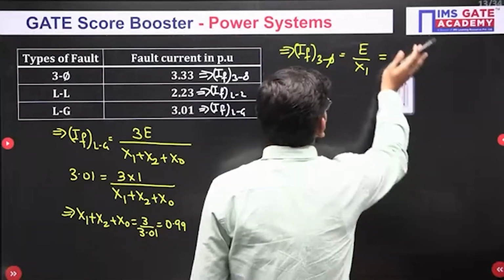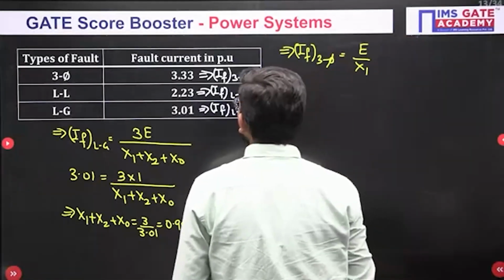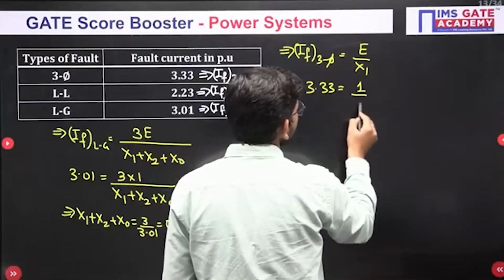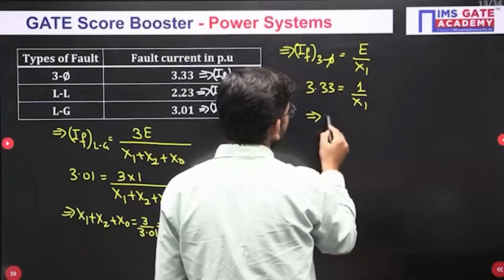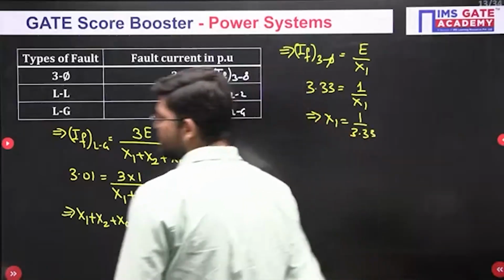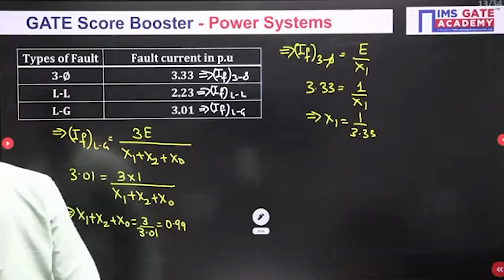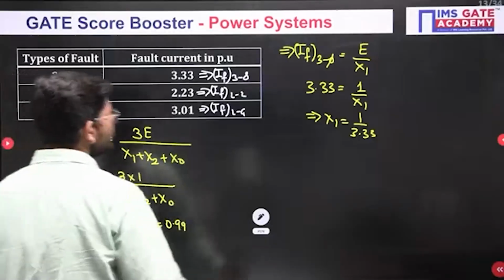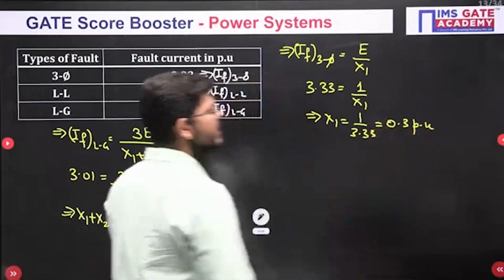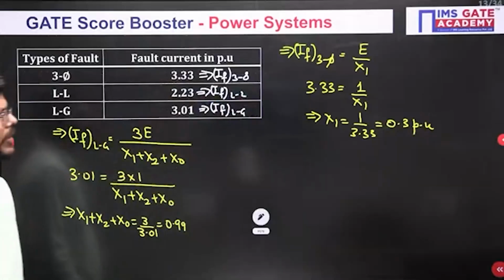How much is it? It is given equal to 3.33. So if we just put the value, prefault voltage is 1, so you will get the value of x1 from here, and it will be 1 upon 3.33. So how much is 1 upon 3.33? It will be 0.3 per unit. Okay, so just see, first answer is here, x1 value will be 0.3 per unit.